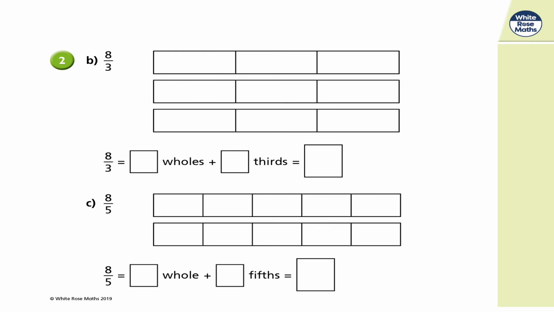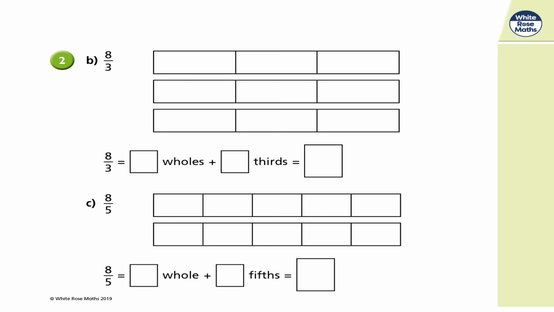Now see if you can do that one yourselves. So you need to draw it and divide your strips into 8/5. Shade 8 parts in. How many whole ones do you have? How many fifths do you have? And then put them together into a mixed number fraction. Pause the video now whilst you're doing it, please.